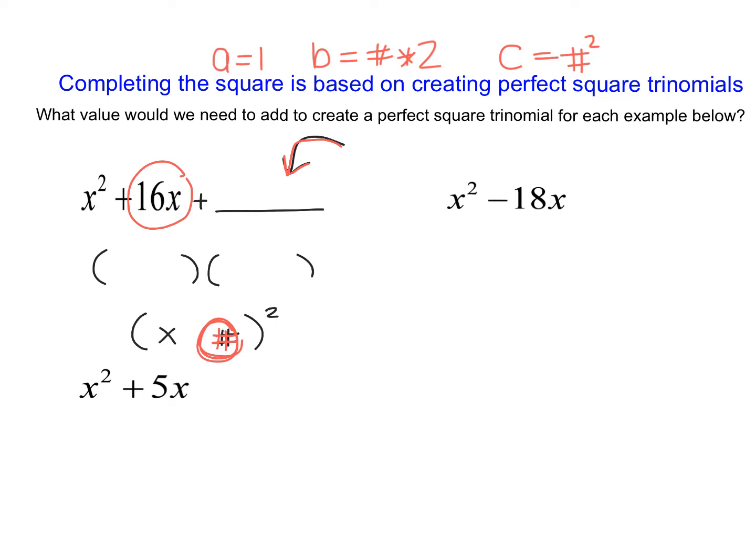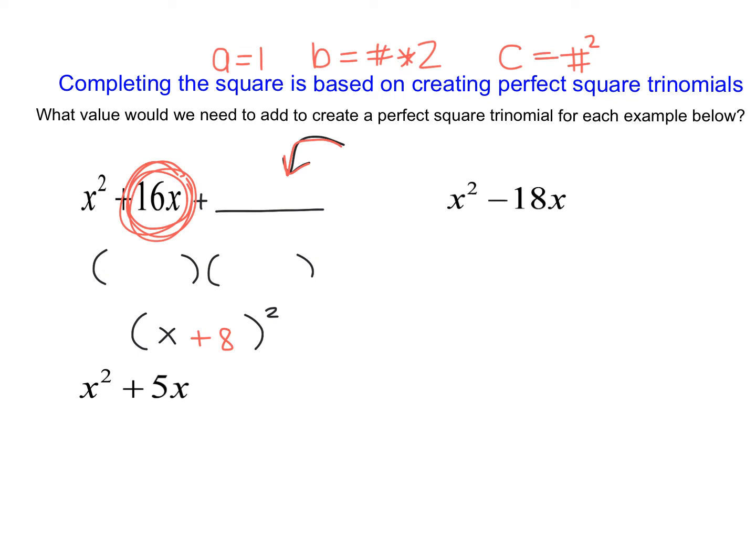Now remember, our b value, which we can see is right here, is our number inside of here times 2. So we need to figure out what number times 2 gives us a positive 16. Well, when I think about it, a positive 8 times 2 gives me positive 16.